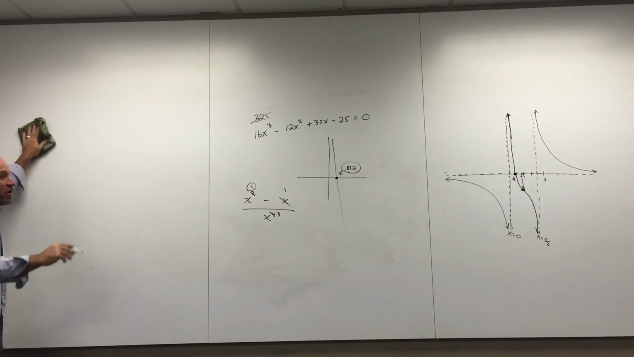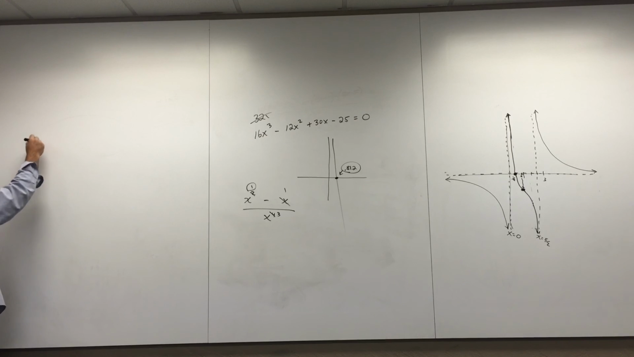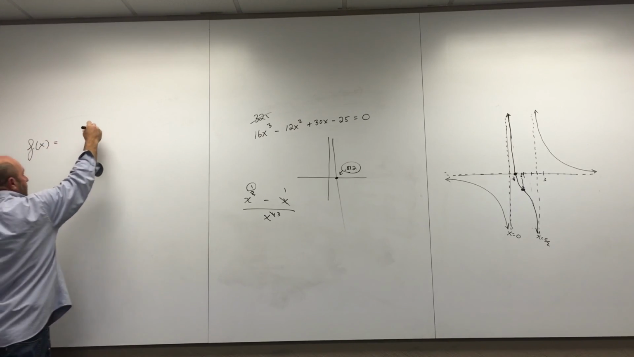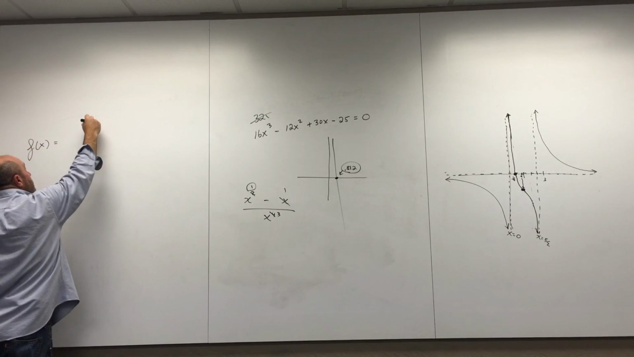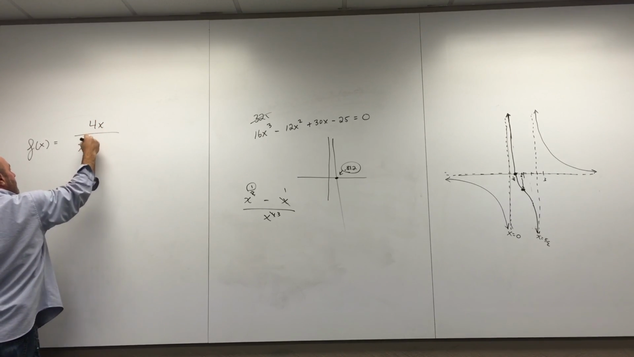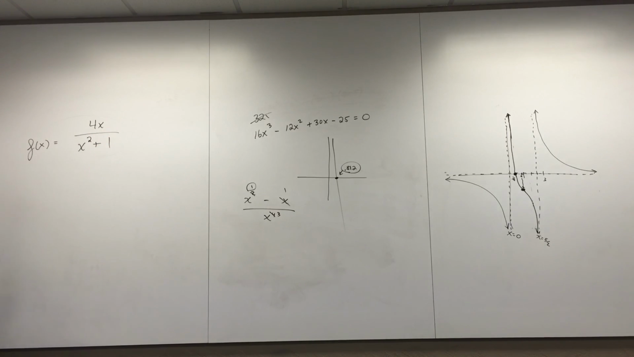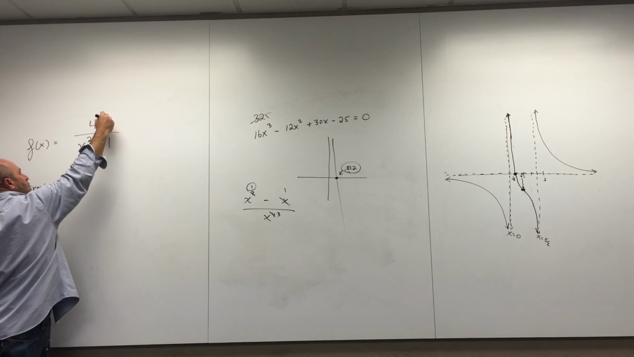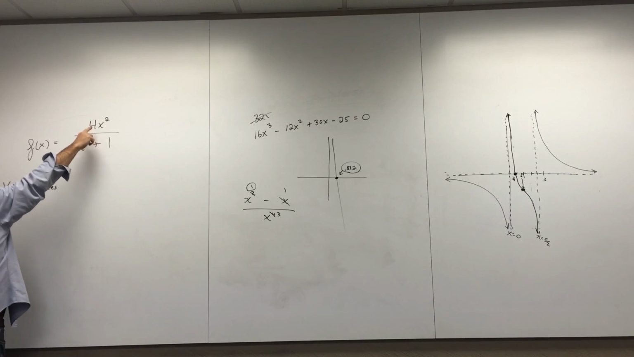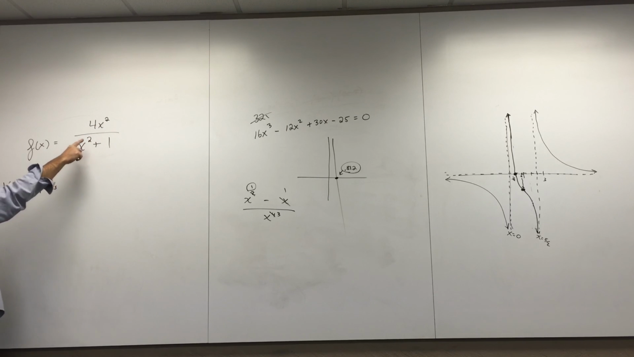But when you cancel one, let's look at another problem. f of x equals, here's another one, you guys. This is a little better. Look at this guy. Hang on, I want to change it. Sorry, the numerator is 4x squared, the denominator is x squared plus 1. I want to know the vertical asymptotes, and I want to know the horizontal asymptotes.